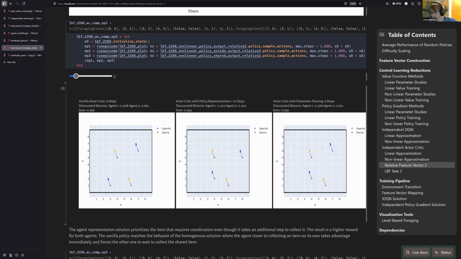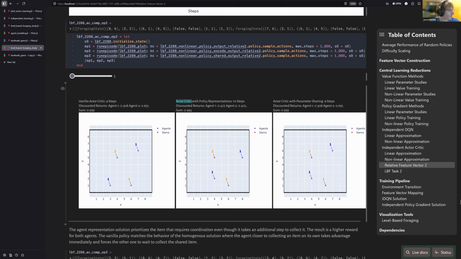I have a few different episodes I've curated here that we can look at. But first of all, we can just see how it plays out by step. I'm showing here how many steps it took to complete. So this is 9 steps, and this is 10 steps, right? The one that doesn't use representation and the one that does. And we can also see the returns for each agent and the sum.